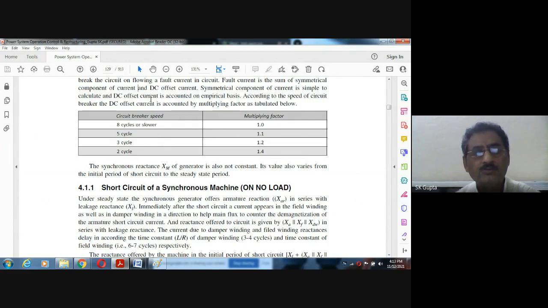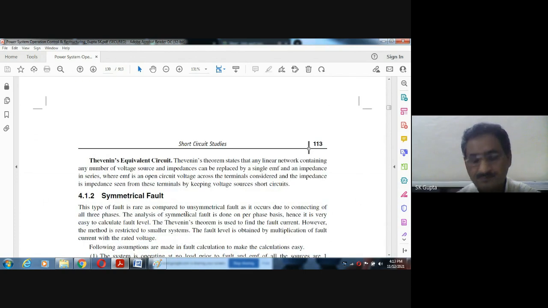It is the DC offset current, the transient current. Its effect will be 0 after 8 cycles; the transient current will be removed. To see the DC offset effect, we multiply this multiplying factor into the RMS value of the current. Then we multiply by the square root of the maximum value, and then twice, and this gives the effect of tangent and subtangent.